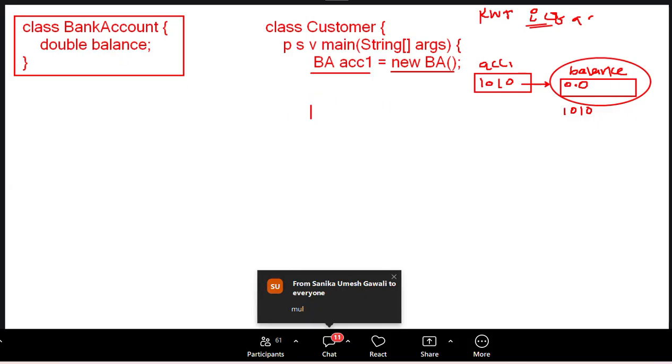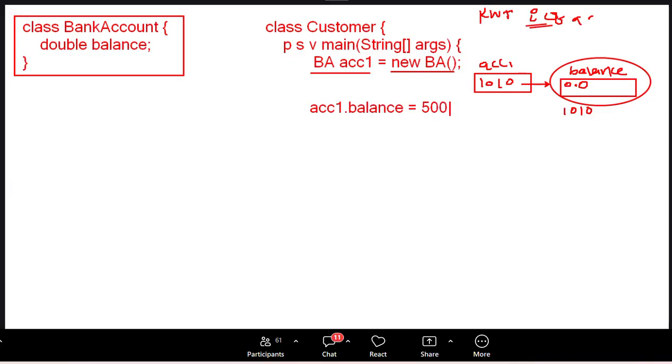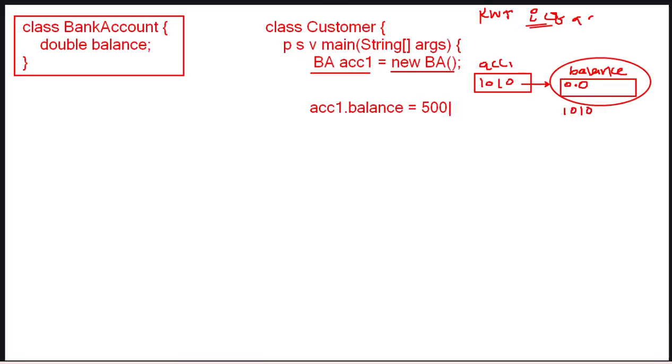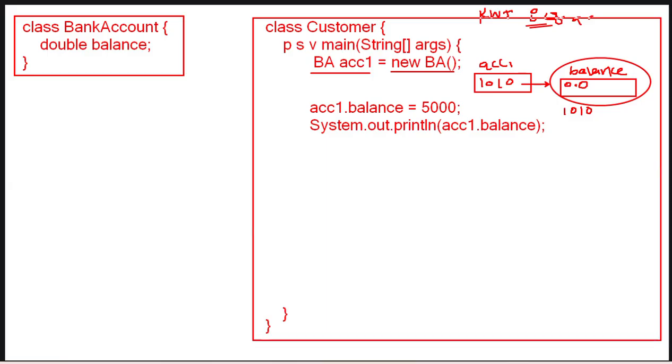Now tell me, I wanted to deposit money. How can I deposit money? account1.balance = 5000. I am writing account1.balance equal to 5000. Next, I wanted to display the balance. System.out.println(account1.balance) I have written. Now according to the Java program, according to the compiler and JVM as per syntax, is there any mistake or no mistake? No mistake. It's successfully compiled, successfully executed.